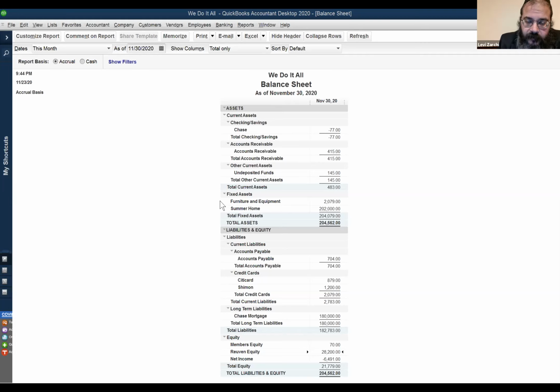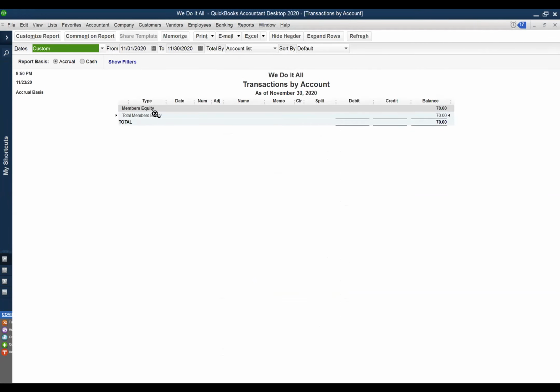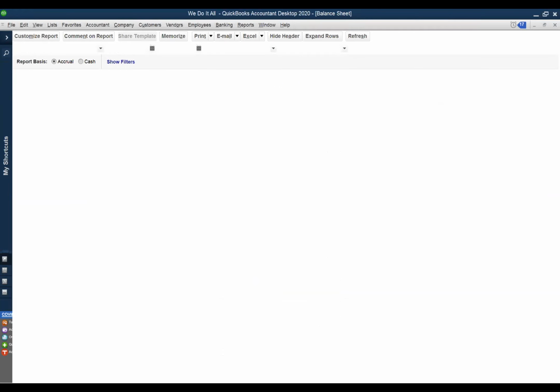But your members' equity is still off. It's 940. So I'll double click on it and see what's going on there. I have 3 invoices and 1 sales receipt. Well, where do your invoices go? It's web design for Rabbi Cohen, 300. Balance is 370. Members equity is 70.